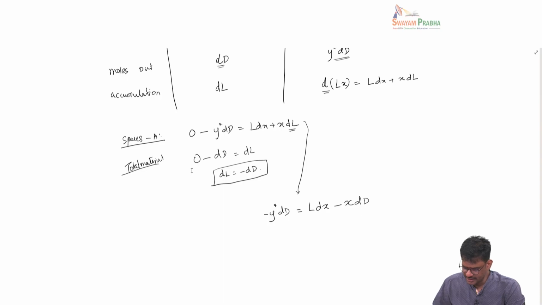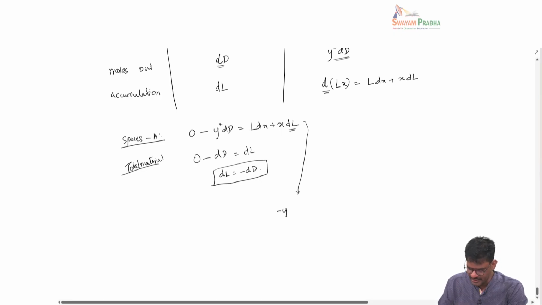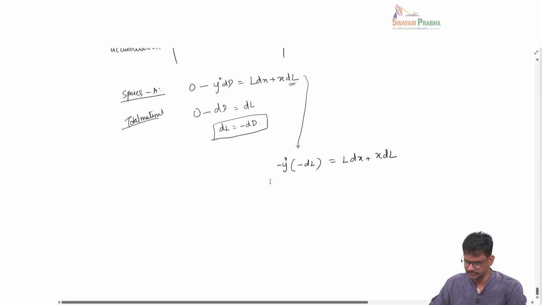So here I am trying to write in terms of dD, but I want to write in terms of dL. Okay, so let me write this in terms of dL. So from here, minus y star, for dD I can write as minus dL. On the right hand side I have L dx plus x dL. Okay, I want to write everything in terms of L and dL. So if I take dL out, I will have y star minus x, that is equal to L times dx.